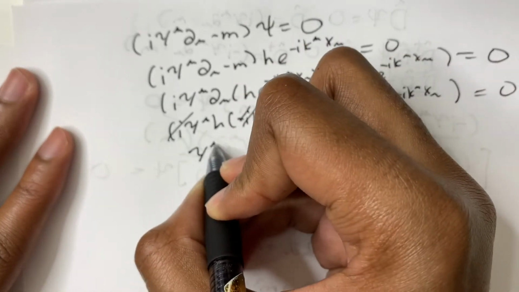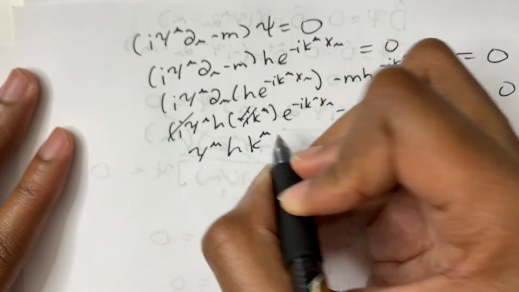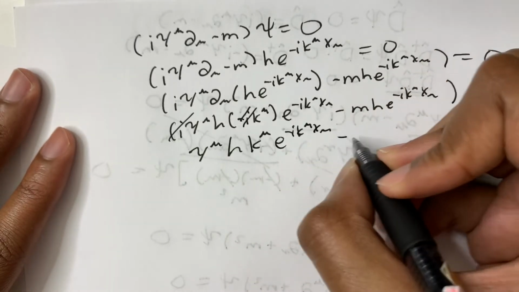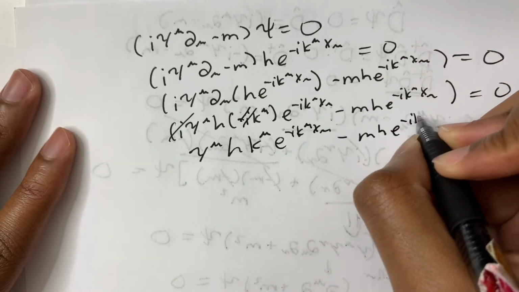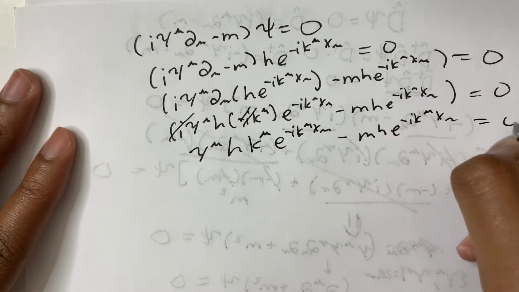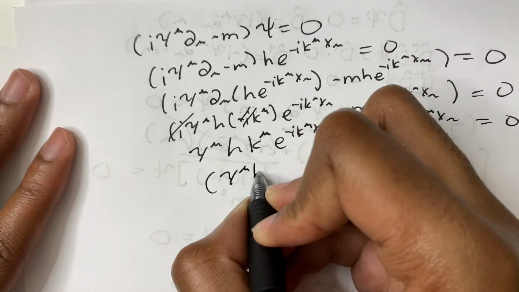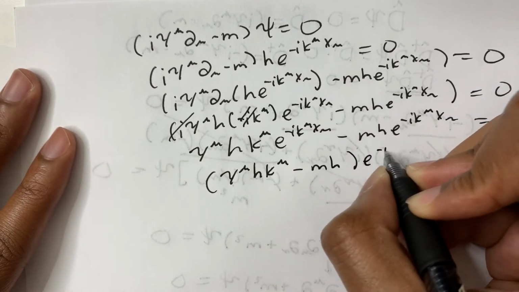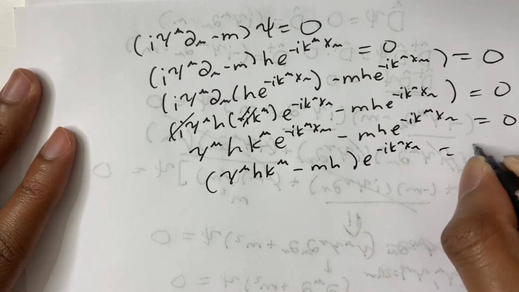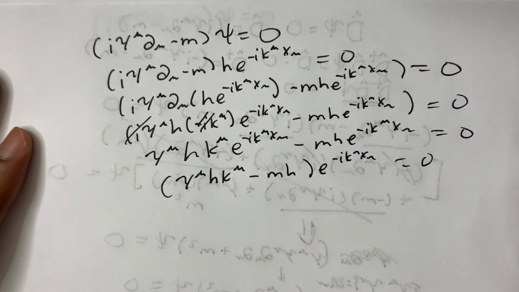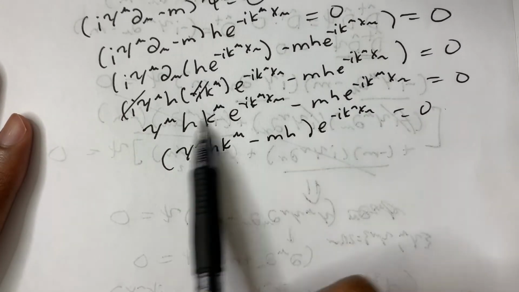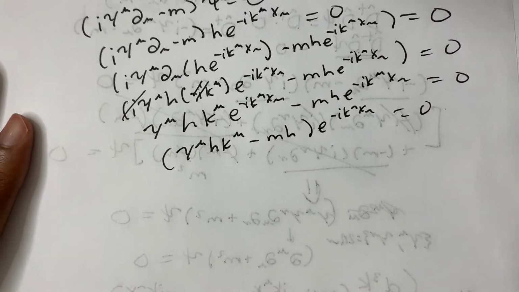Then I have partial mu h, k mu e to the minus i k mu x mu, minus m h e to the minus i k mu x mu equals 0. So all we're doing here is just taking a derivative, nothing too fancy here. So now we've arrived at this expression over here.